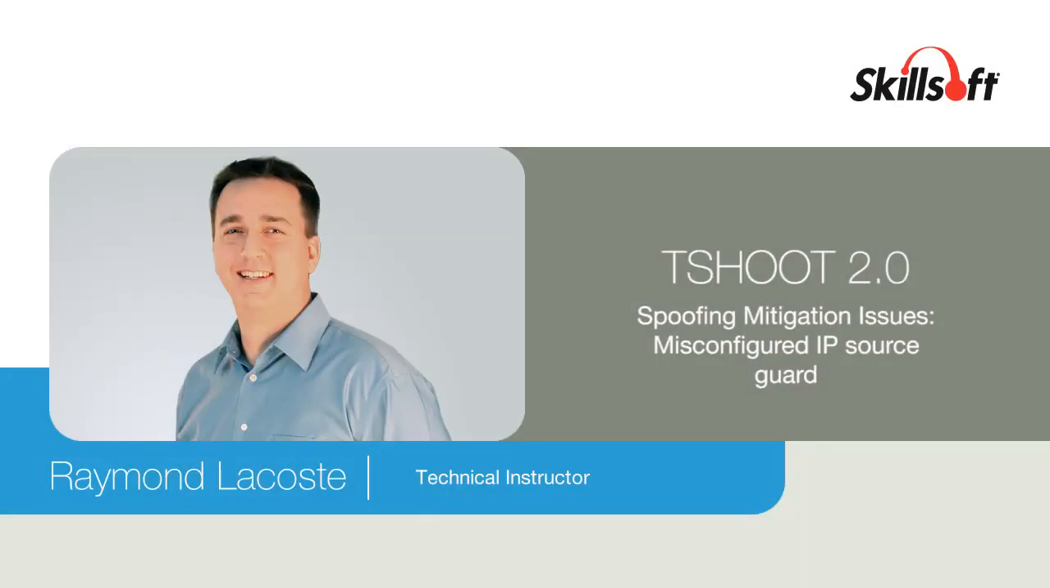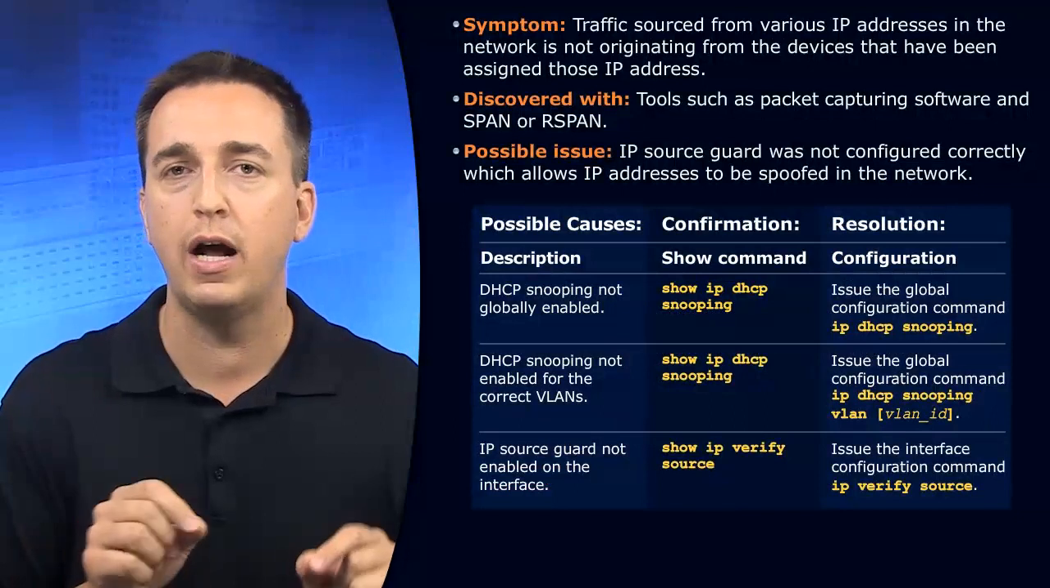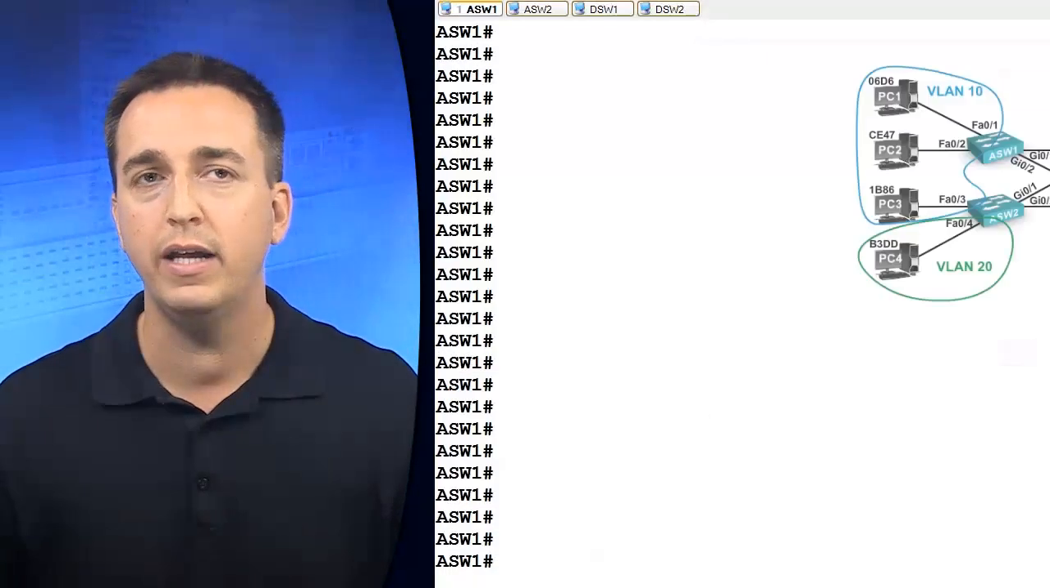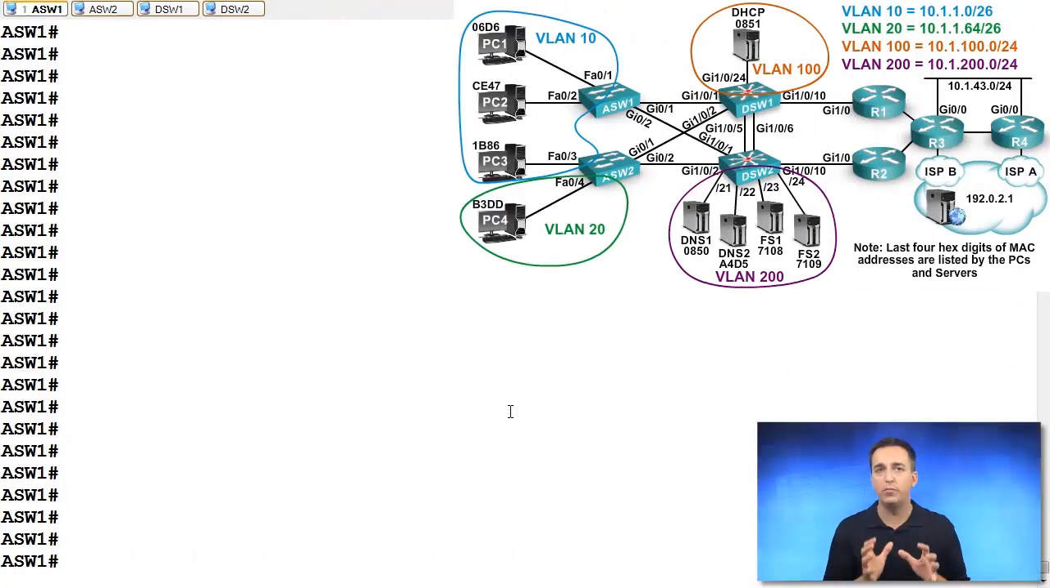IP source guard gives you the ability to ensure that IP addresses are not being spoofed in the network. So for example, if we analyze our topology of PC1, PC2, and PC3, their IP addresses are 10.1.1.10, 10.1.1.20, 10.1.1.30. We want to make sure that when packets are sourced from any one of these devices, it is that IP address that is being used.